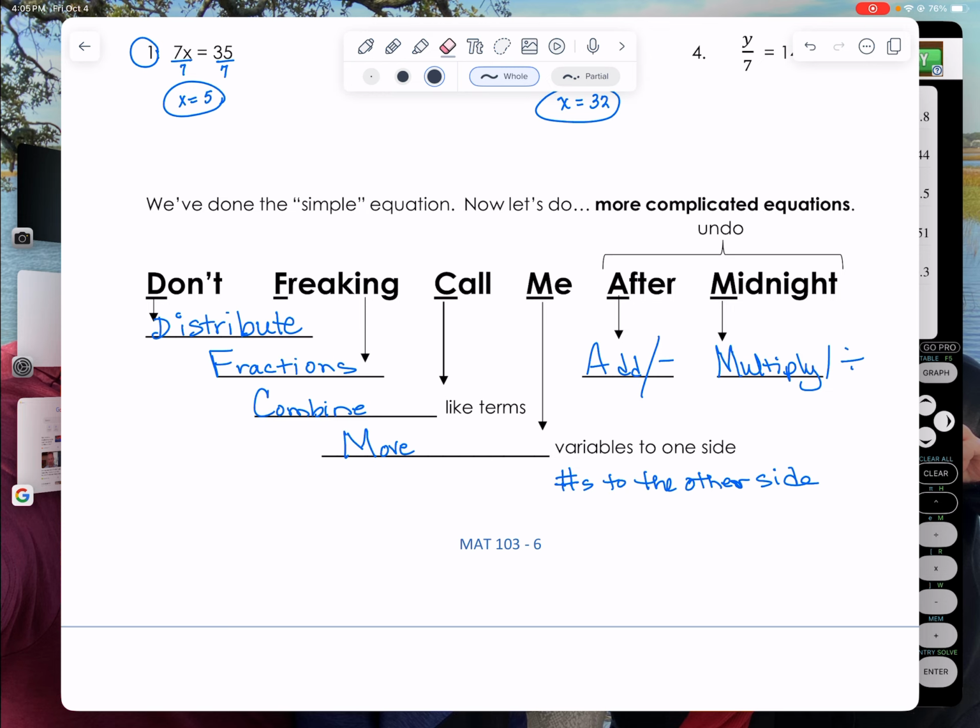But that is the order that you do things. You're going to distribute, if you can, then get rid of your fractions if you have any. Then you're going to combine your like terms. Then you're going to move all the variables to one side. And in the same thing, you're going to be moving all the numbers to the other side. So the M stands for move stuff. Letters on one side, numbers on the other. And then you're going to add or subtract, whatever you need to do. And finally, you're going to multiply or divide, whatever you need to do.